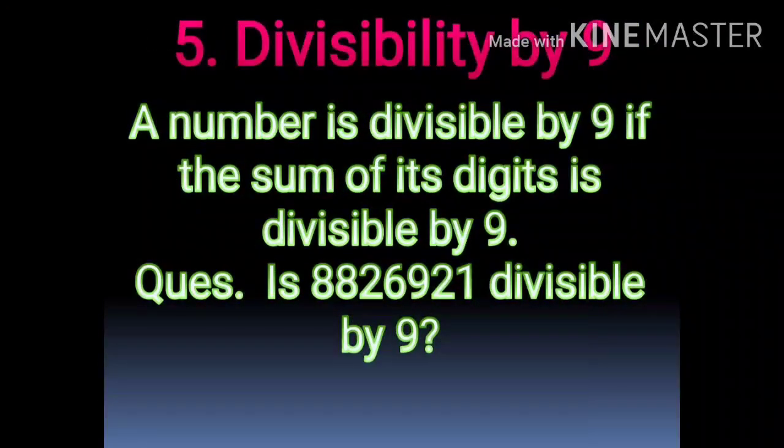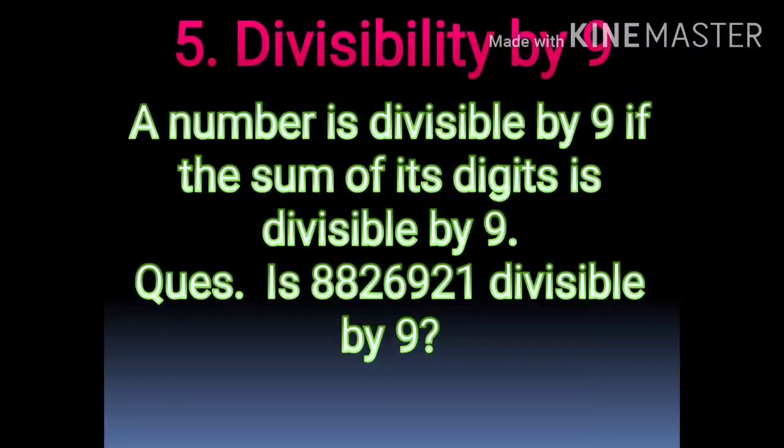The next is divisibility by 9. A number is said to be divisible by 9 if the sum of its digits is divisible by 9. Now you can see here the divisibility rule of 3 and 9 is completely the same. If the sum of the digits is divisible by 9, then that complete number will also be divisible by 9. Now the example that I have here is 88,26,921, we need to check if 88,26,921 is divisible by 9 or not.